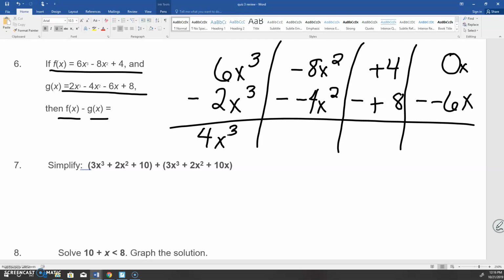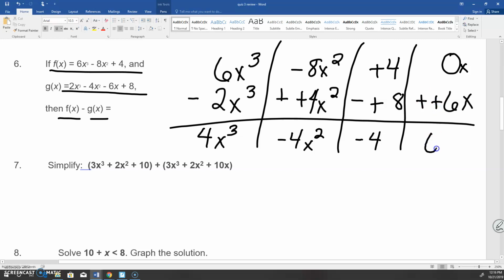Can I have minus and negative? So I have to keep, change, flip. What's negative 8 plus 4? Negative 4, and that has an x squared with it. What's 4 minus 8? And 0 minus negative 6. I have to keep, change, flip. And it's a positive 6x, right?